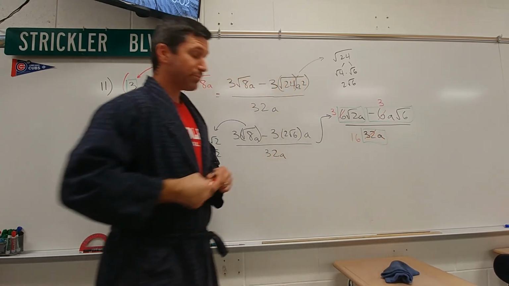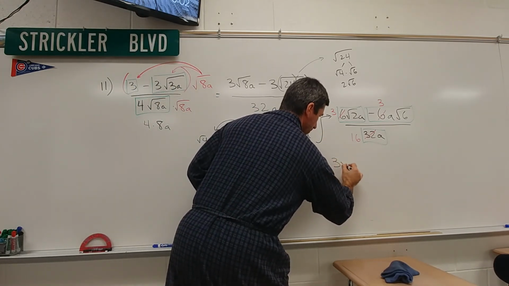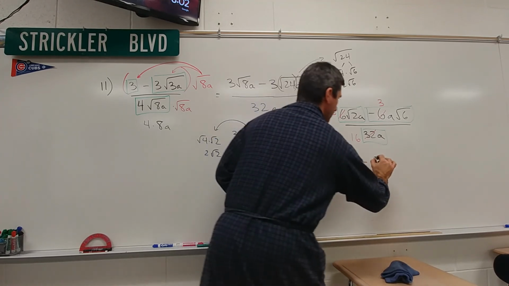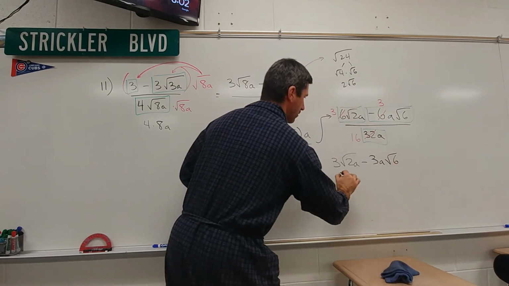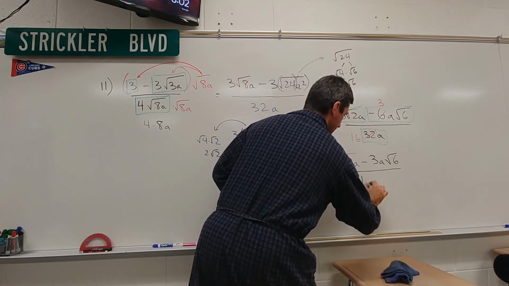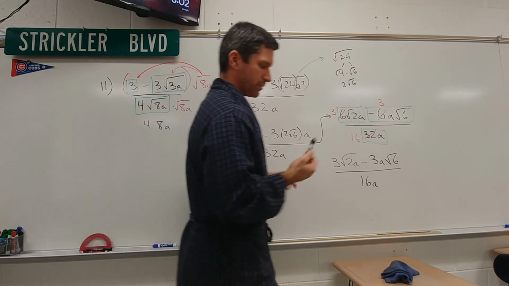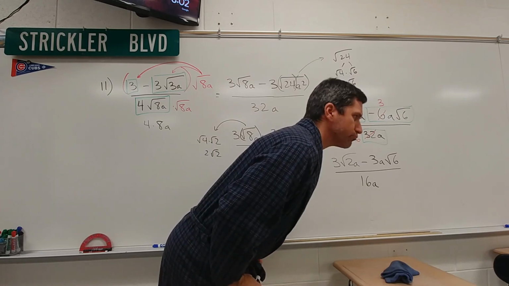All right, so in simplified form, we have 3 radical 2a minus 3a radical 6 all over 16a. Uh-oh, this marker's starting to die. Wait, let me look at the answer key again. Yeah, it looks pretty good.